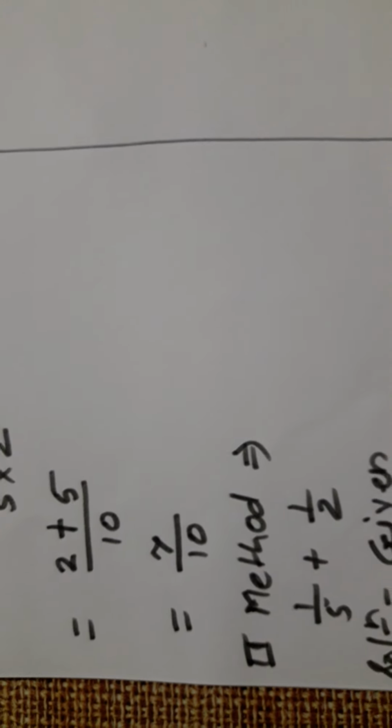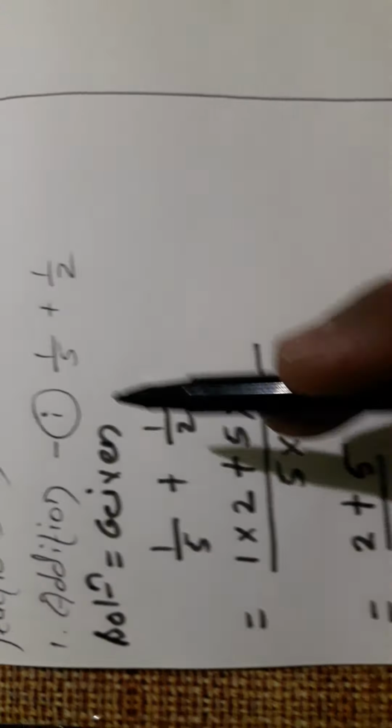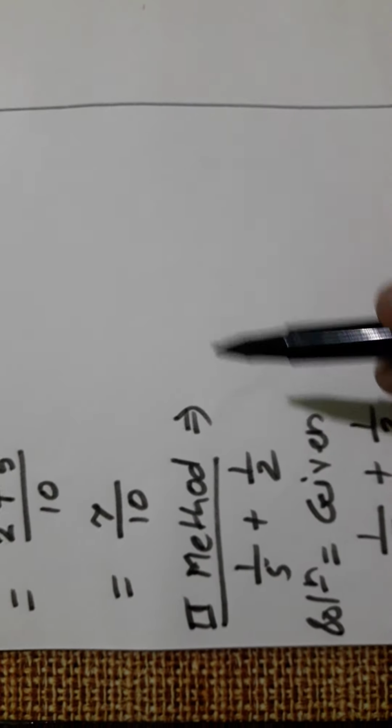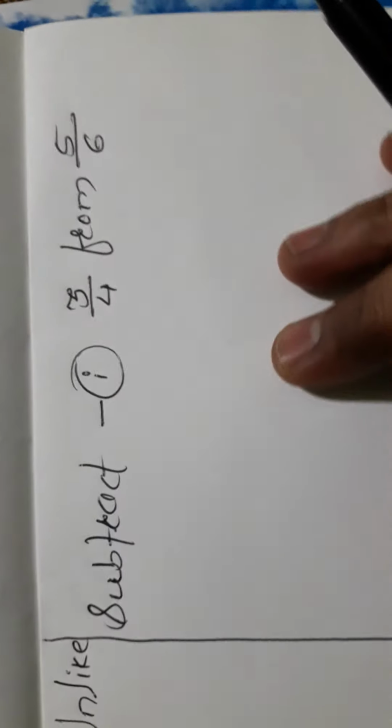You have two options. The first method, which I showed here, is cross multiplication. You can do it like that. Otherwise, the second method, which is explained in the textbook, is how to find the LCM and solve the example. This is the example of addition. I will show you one example of subtraction also, using both methods.